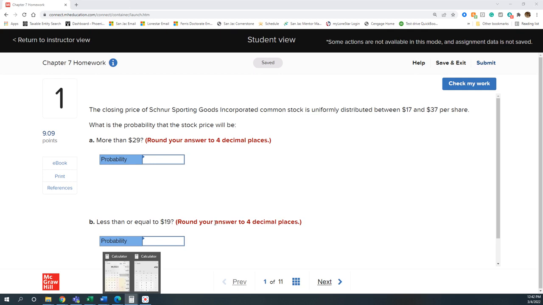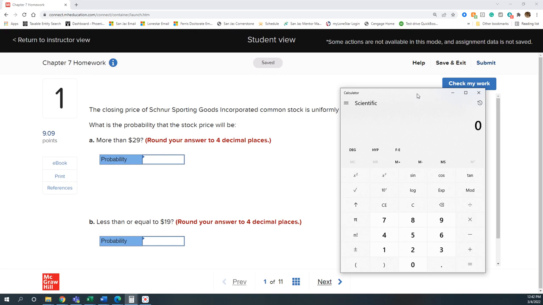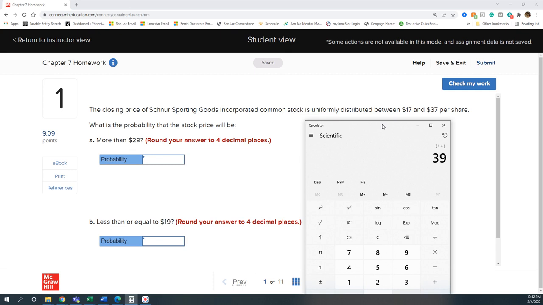So, taking out our calculator. We take 1 divided by, for me, 37 minus 17. Again, you will have different numbers, but the same principle is still involved. Okay. Multiply by 37 minus 29.